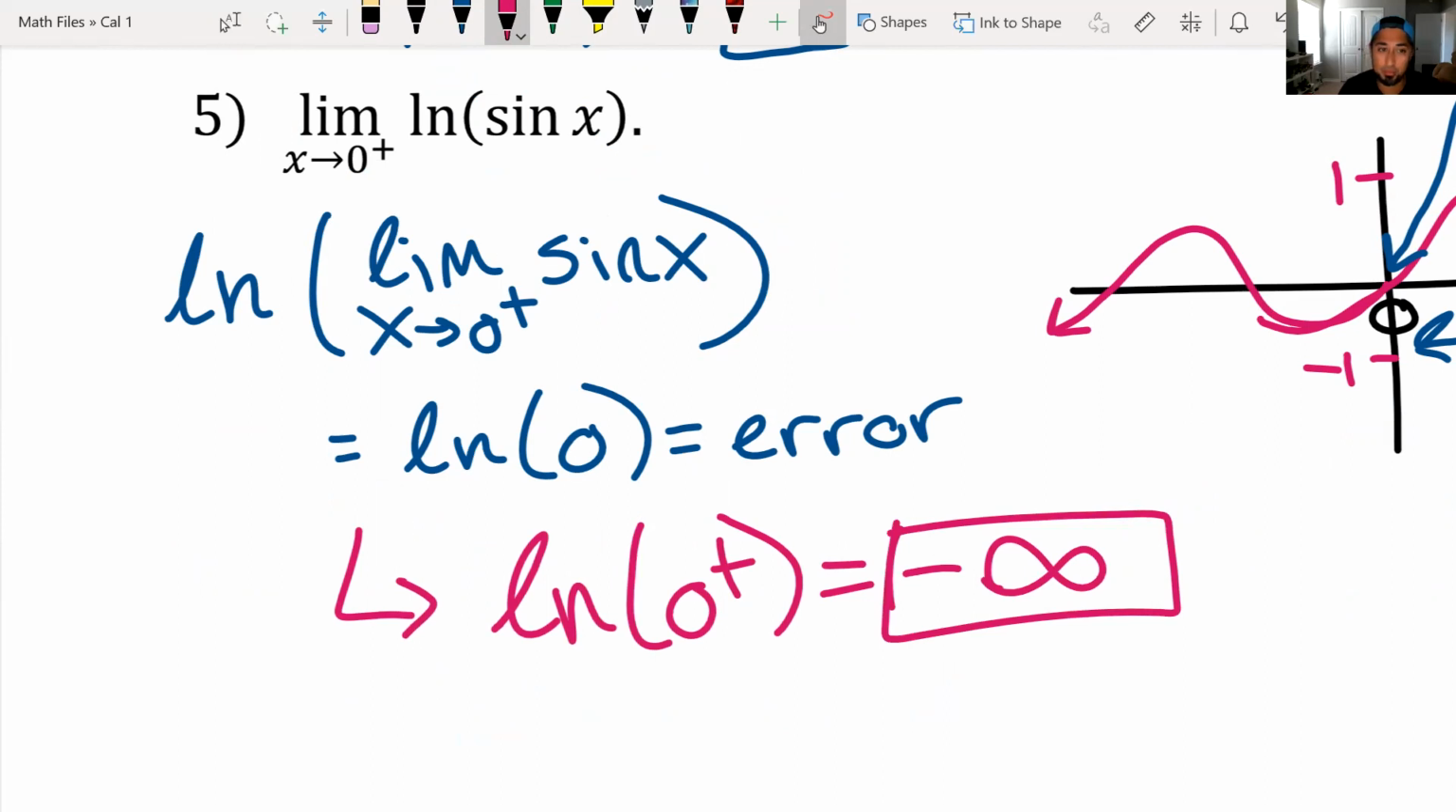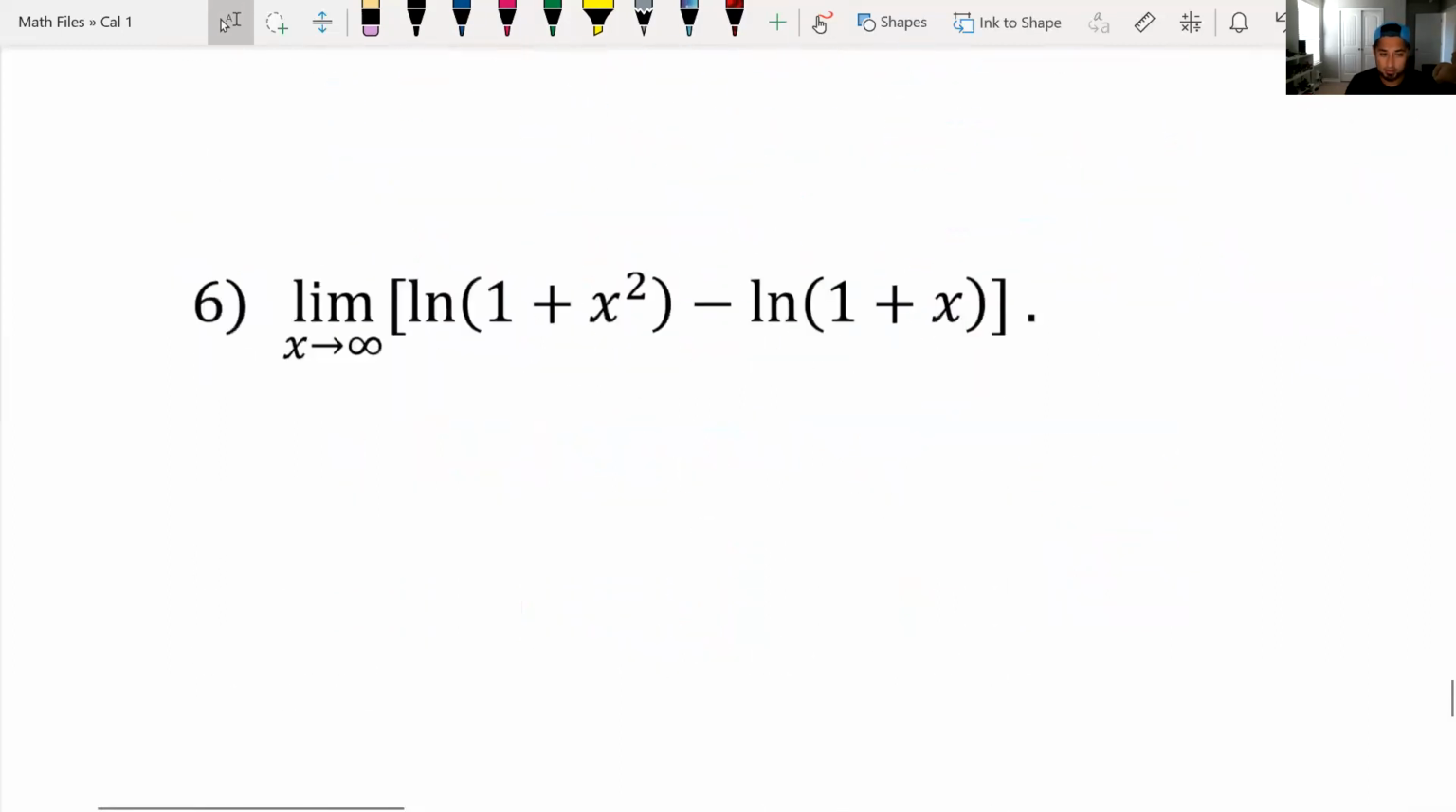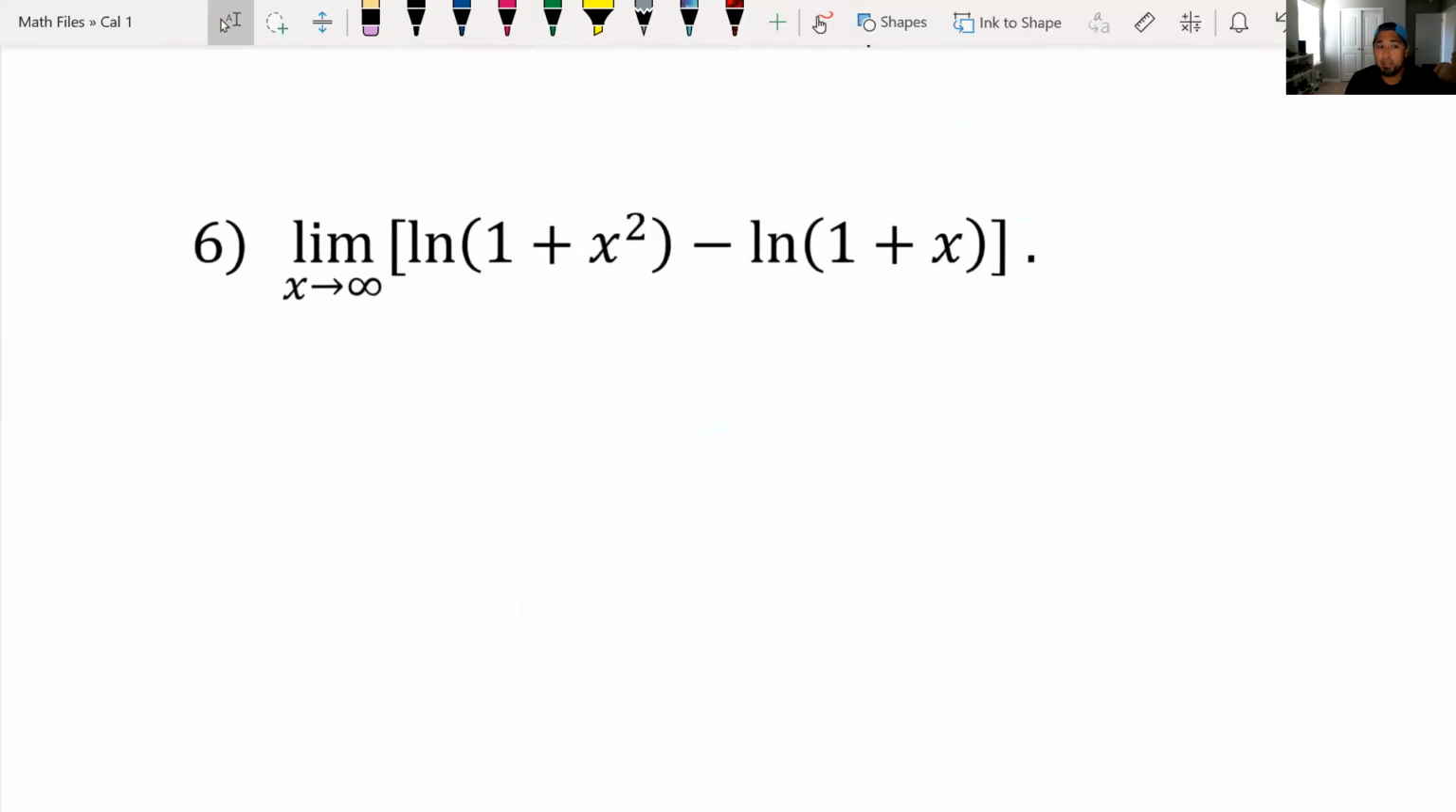Negative infinity. Boom. Okay, there it is. 6. Oh man, we're almost done. Short lesson. Okay, so next is the limit as x approaches infinity of the natural log of 1 plus x squared minus the natural log of 1 plus x.